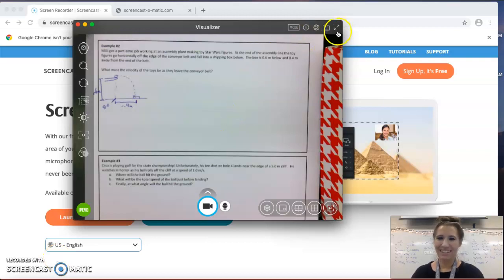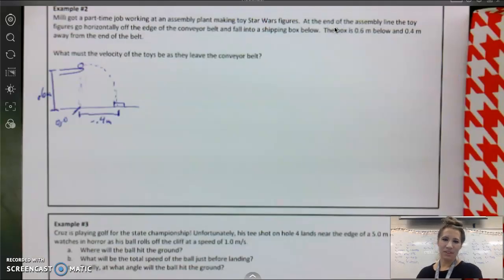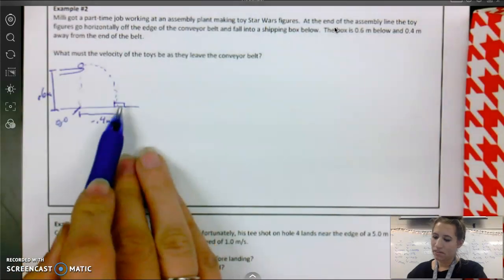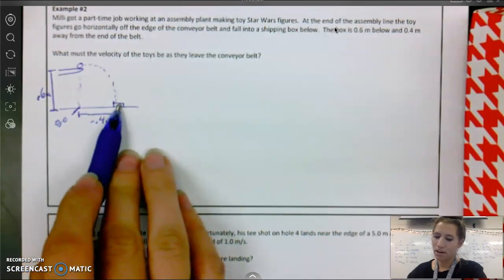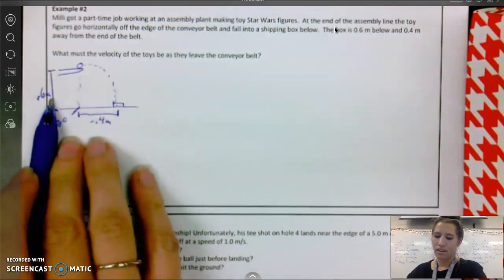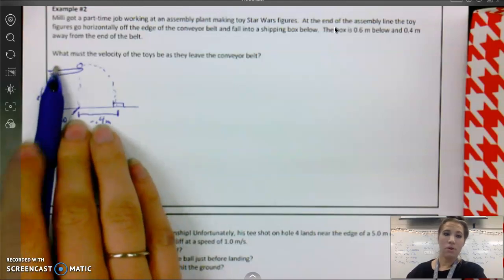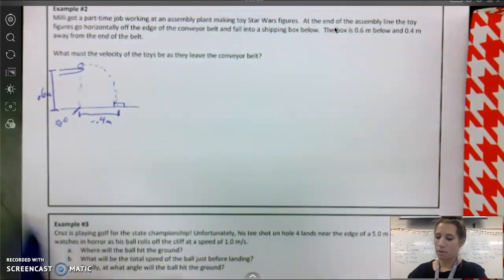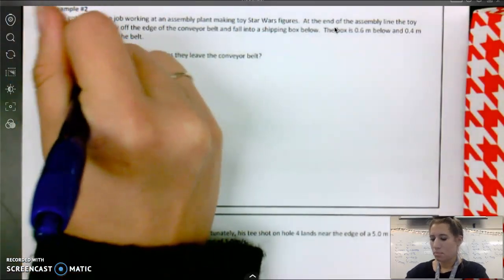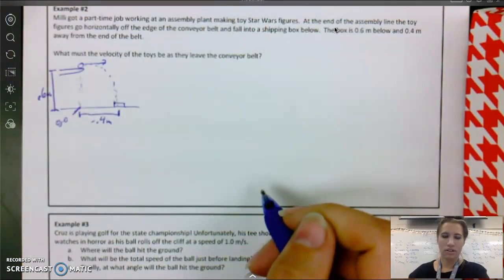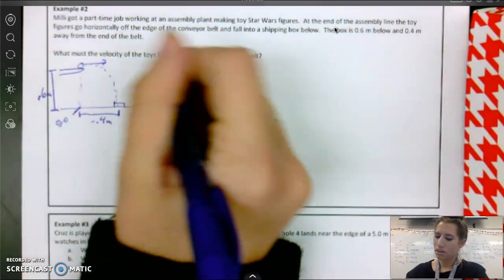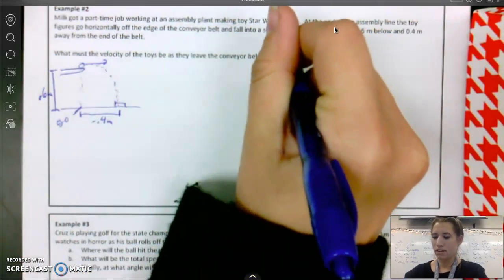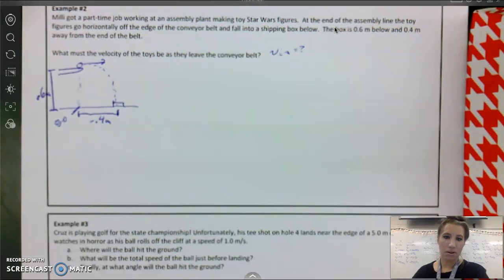Okay, let's see how you did. So, example number 2. We have the toy coming off, it's landing in the box, it's this far away and that far below, and we want to know what must be the velocity of the toy as it leaves the conveyor belt. Well, that velocity is going to be all in the x direction, right? So essentially what we're looking for is the velocity initial in the x direction. That's what we want to know.